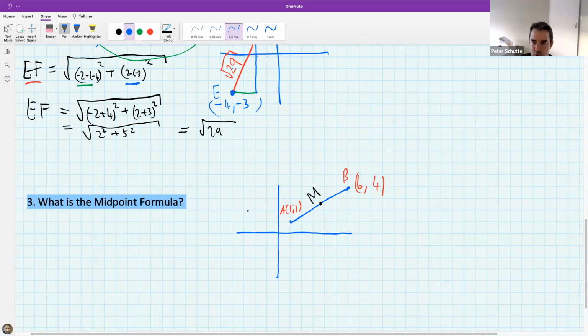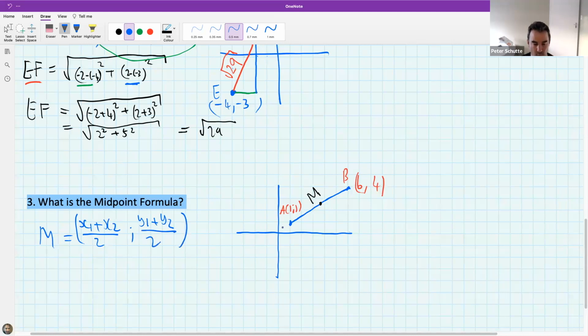It's another tool that we need to know how to find. And all we need to do, you really are going to love this. To find the midpoint M between A and B, all I need to do is add the first X coordinate, so X1 plus X2, and then divide them by 2. And then for the second coordinate, I take Y1 plus Y2 divided by 2.